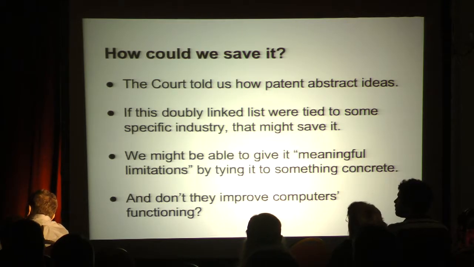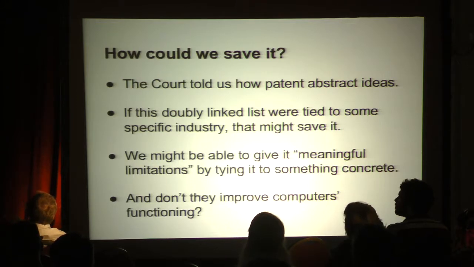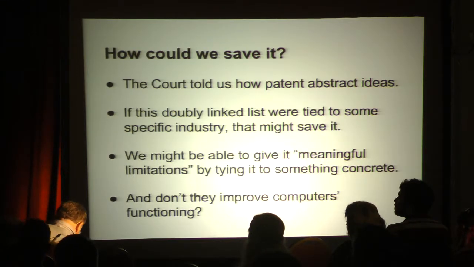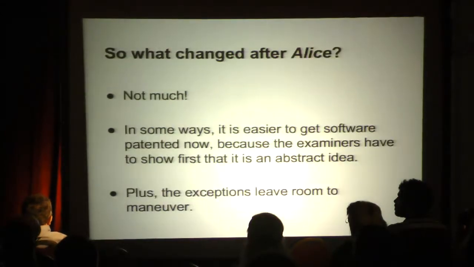Putting yourselves in my shoes for a moment, the court gave us a couple of different ways of getting around the fact that you've just got an abstract idea. If we were to tie it to a specific industry, so if this was suddenly the rubber curing doubly linked list, that would get us there. And if we were to give it some meaningful limitations, that would do it. I'm not really sure what a meaningful limitation is still. Oh, and of course, doubly linked lists improve computer functioning. And I hit the wrong key, and there we go.